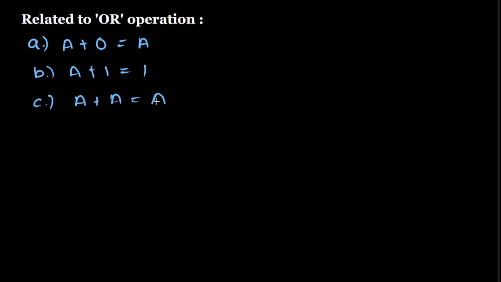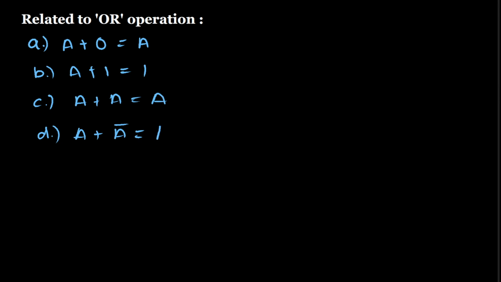First, if I'm taking A plus 0, then my answer will always be A. If I'm doing A plus 1, my answer will always be 1. I will explain this again, but first I will write all of them. If I'm doing A plus A, then my answer will always be A. If I'm doing A plus A bar, then my answer will always be equal to 1.